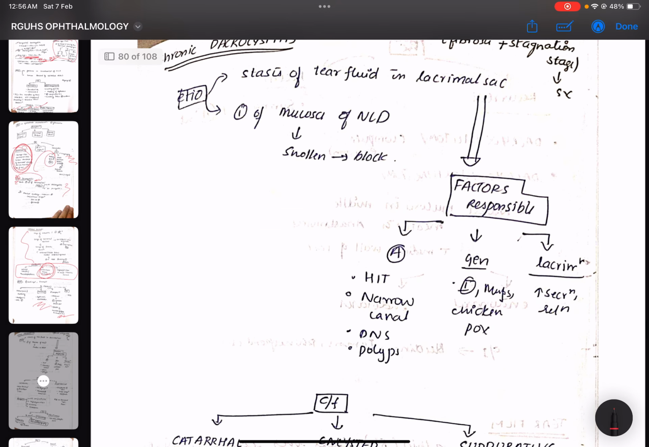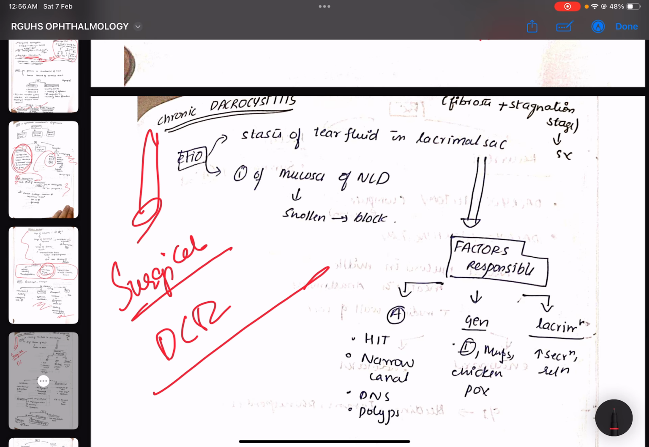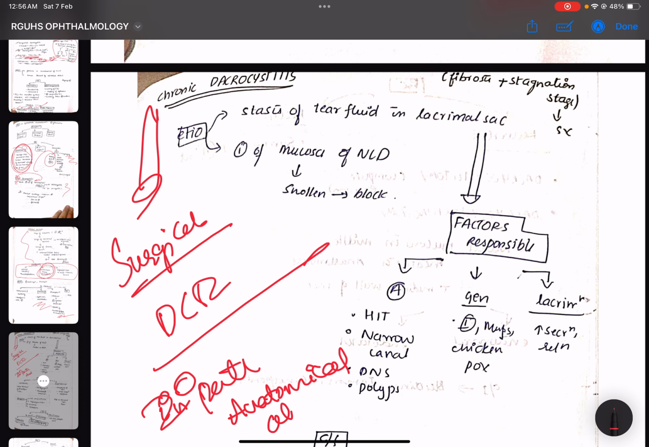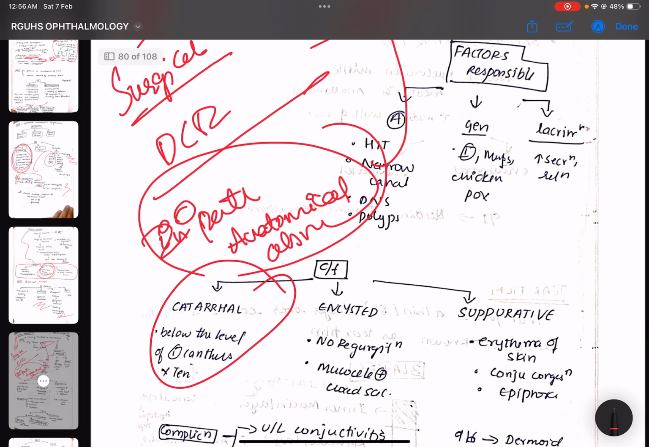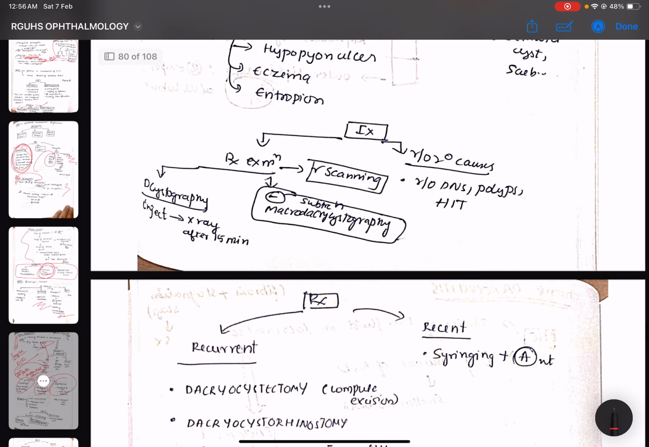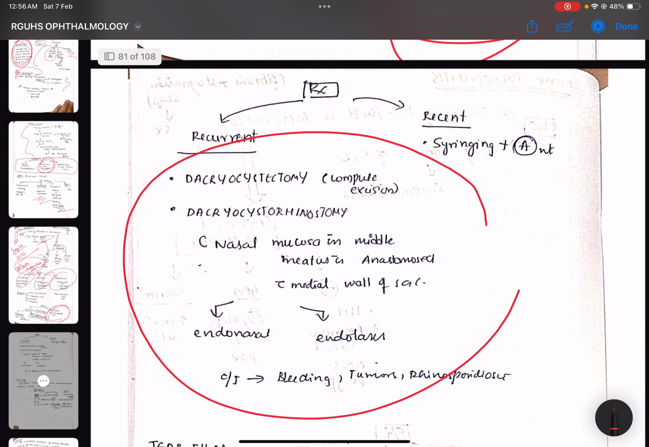In chronic dacryocystitis, what is the major thing? Again, a surgical thing which you do. That is dacryocystorhinostomy. Obviously, if this is happening, there are some secondary pathologies like anatomical abnormalities which you need to think about. So based on this, we need to think about chronic dacryocystitis and plan the disease. These are the clinical features which you should know. As I have told you, the treatment, the major thing, is to go for DCR.